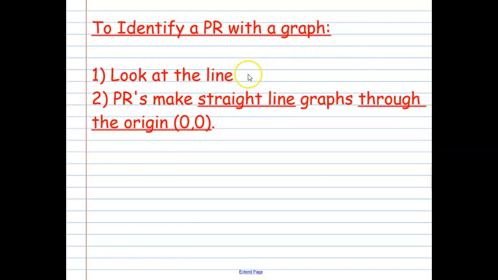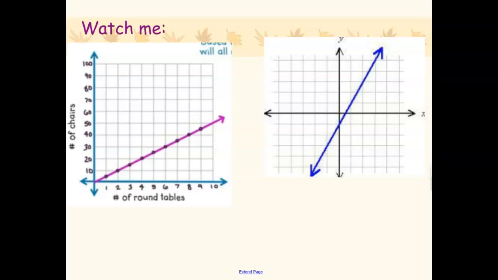Again, all we're going to do is look at the line. If it's a straight line through the origin, bam, we know it's a proportional relationship. Okay, so I'm just going to look at my line. Is it straight? Yes. Does it go through the origin? Yes. Is it a proportional relationship? Yes, because it makes a straight line graph through the origin.